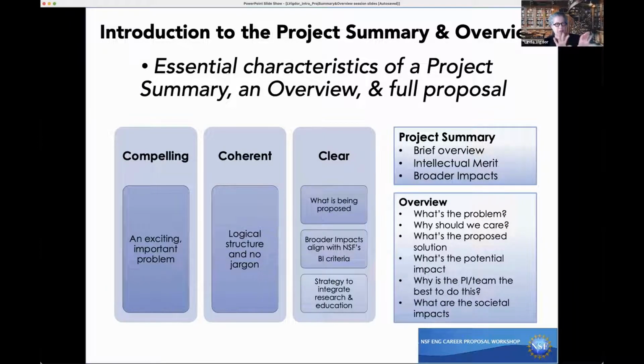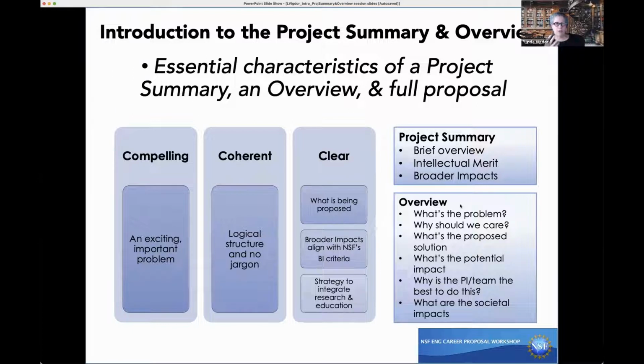Here's a little bit of a clarification about what these things look like. The project summary will have a brief overview, say 1 to 3 paragraphs, and I'll say what those are in a little bit. It also has a section on intellectual merit and a section on broader impacts. This must be in your project summary.